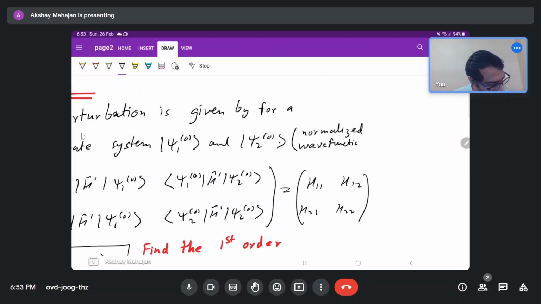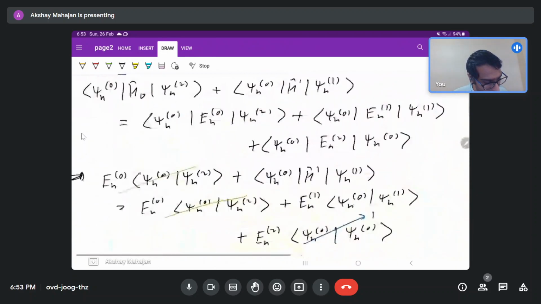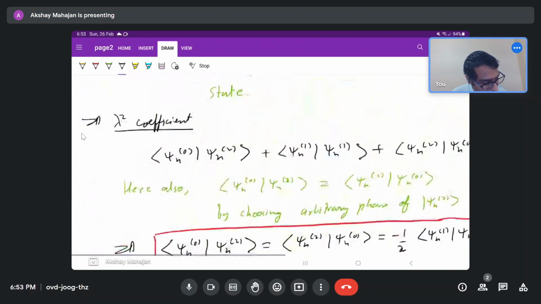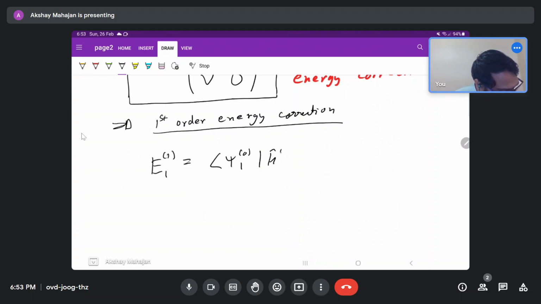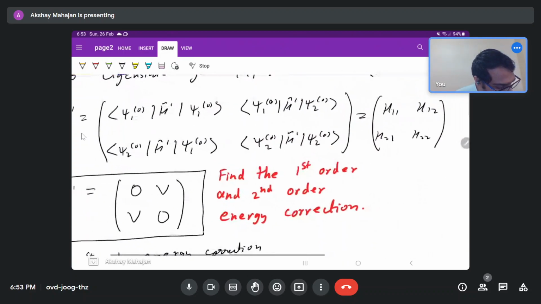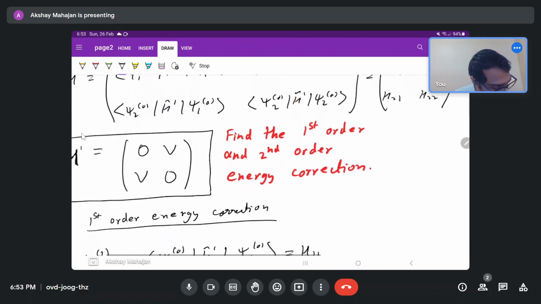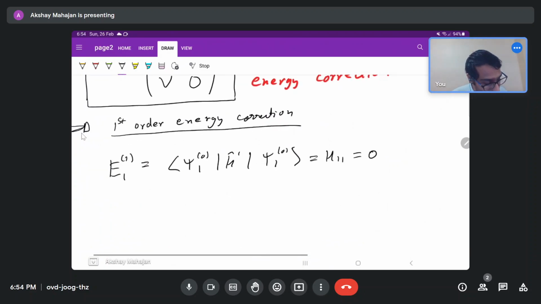Wave functions. From the first order energy correction formula, we know that it will be psi 0 H cap prime psi 0. So the first order energy correction, En of the first order, will be just equal to psi 1 of the 0th order H cap prime psi 1 of the 0th order. What is this? This is actually H11, our H11 matrix element, and that is given as 0 in this case. So our energy correction E1 is coming 0.